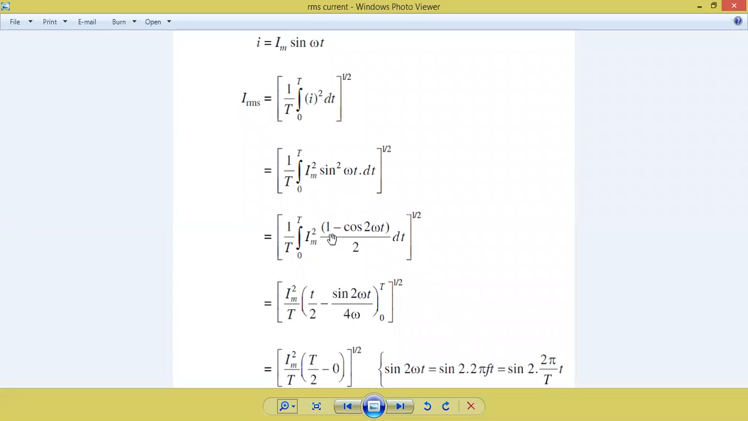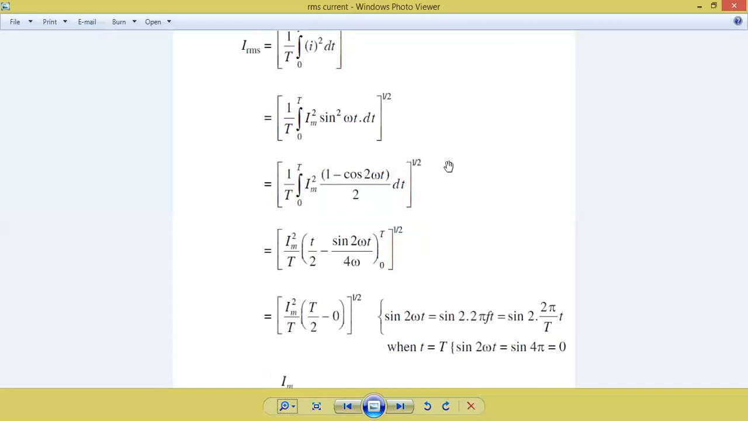Sin square theta means (1 minus cos 2 omega t) by 2. This is from the trigonometry formula. I am not applying integration yet. Now I square m is constant, so bring that outside the brackets. Yes, we brought it. And now what we are having is (1 minus cos 2 omega t) by 2.